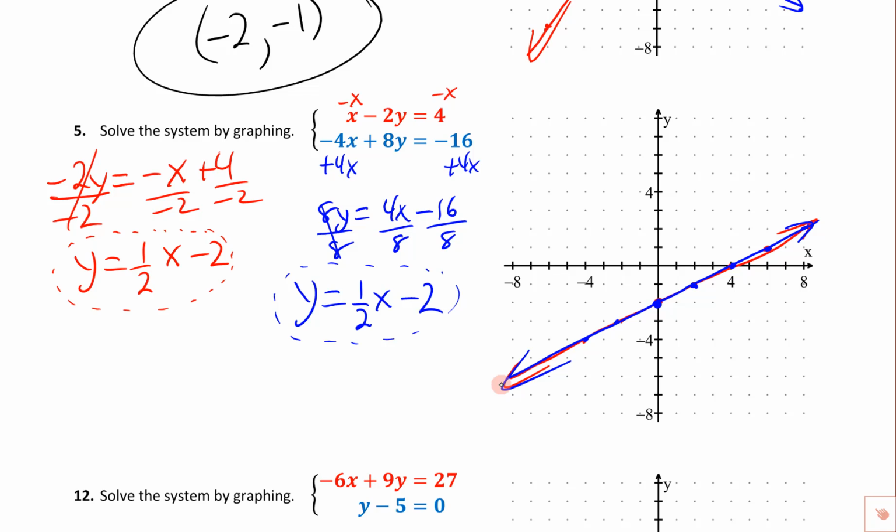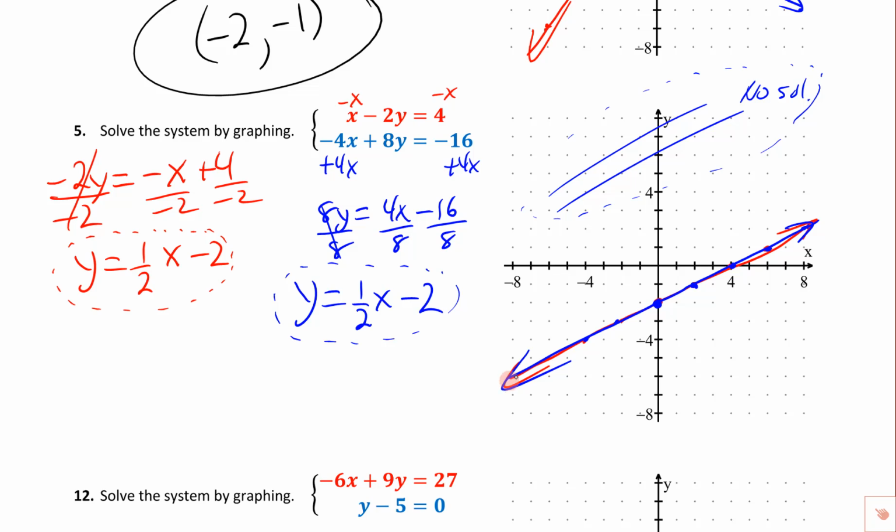Now, we ran into a problem yesterday where the lines went like this. They were parallel. They didn't cross each other at all. And in that case, it was no solution. Okay? That is not what this is. If they never touch each other, if they never intersect, that's going to be no solution.